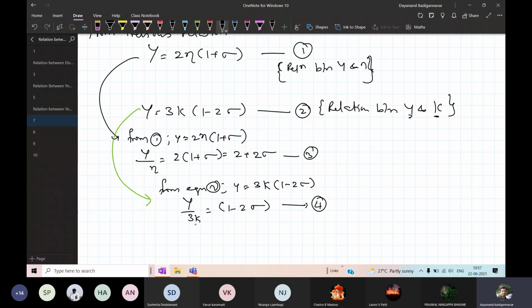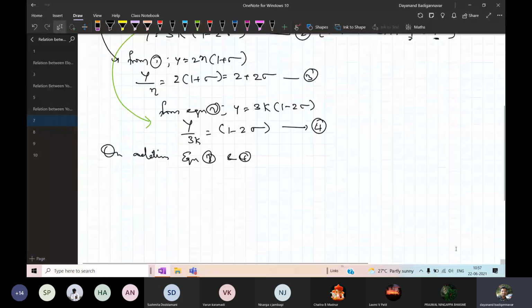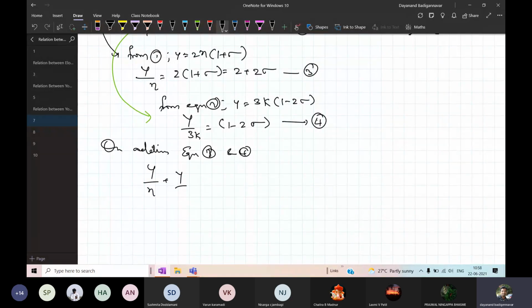Okay, so what I have to do is add equations number 3 and 4. On adding equations 3 and 4, y by eta plus y by 3k is equal to, so what is the left hand side? It is 2 plus 2 sigma, plus the second left hand side, that is 1 minus 2 sigma. So what happens here? These two and these two get cancelled. You are left with 2 plus 1, which is 3.